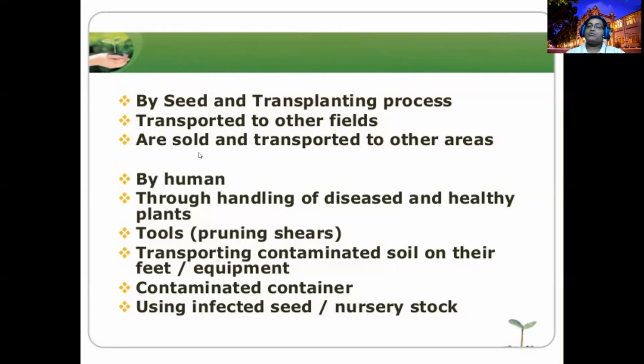Therefore, before planting, you have to go for a good seed treatment. If not, you are transmitting that pathogen to the other. For example, smut fungi, blast fungi, Pyricularia oryzae, and Helminthosporium oryzae, the brown spot pathogen. So these are seed-borne pathogens.